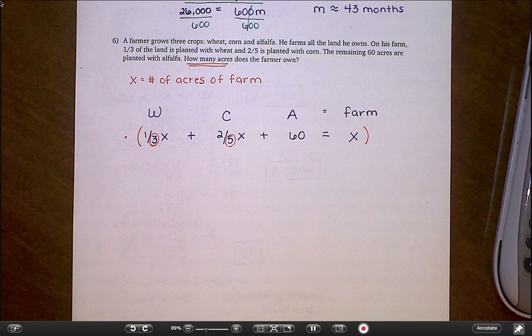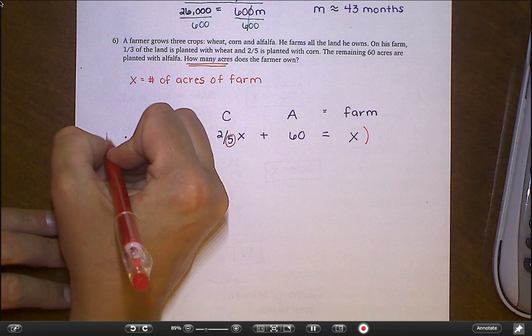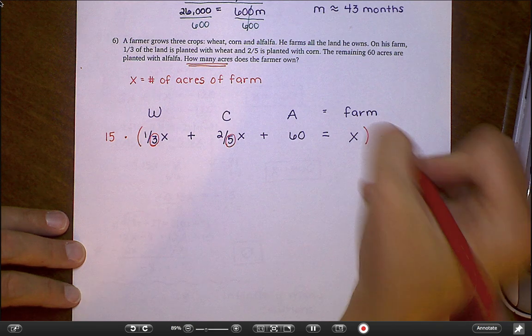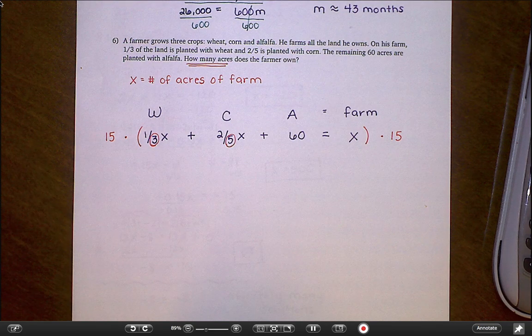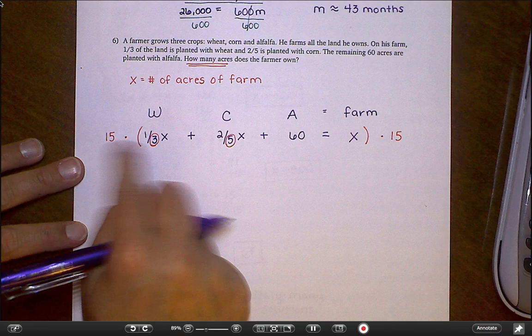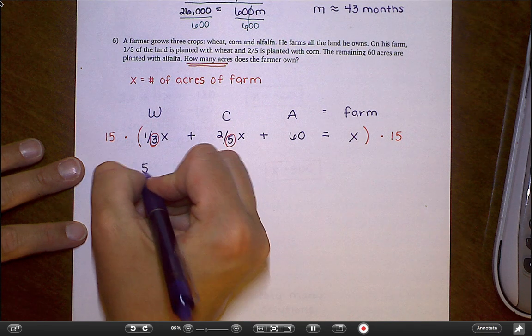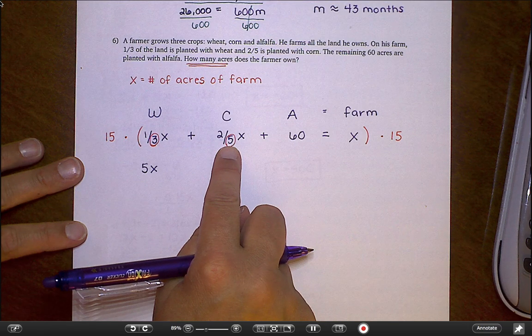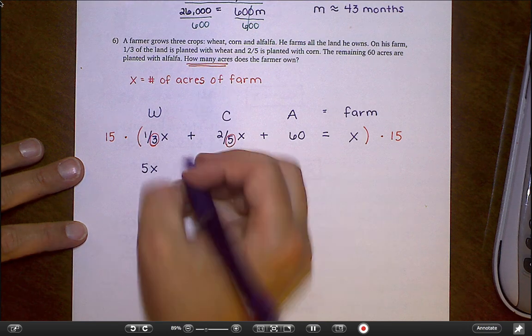And so what would cancel with 3 and 5? Well, they both go into 15. So I'm multiplying both sides of the equation, everything in the equation, by 15. So 15 times 1 divided by 3 is going to give me 5. So 15 times 1/3 gives me 5x. 15 times 2 divided by 5, that's 30 divided by 5, which is 6.